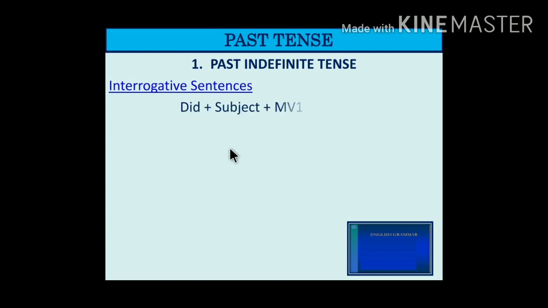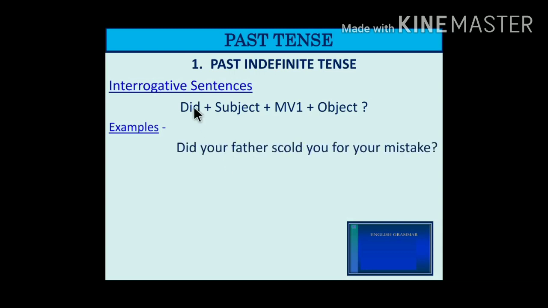Next we talk about interrogative sentences. Did, subject, plus main verb. Once again, same thing, you're going to ask the question, so your subject will be replaced by did first. Did will come first and then the subject. Did she move the object? Whatever it could be. Did your father scold you for your mistake?